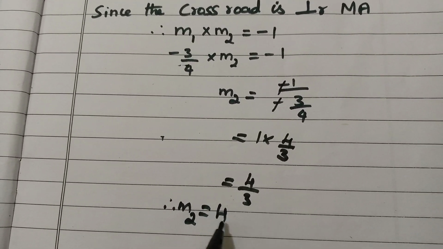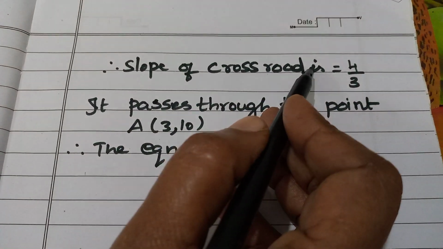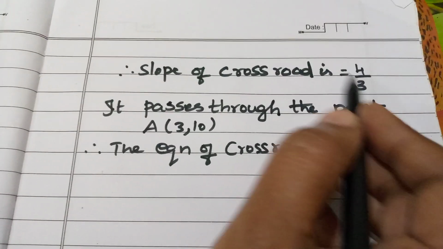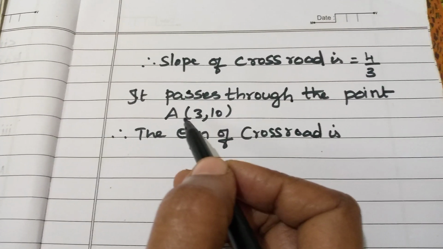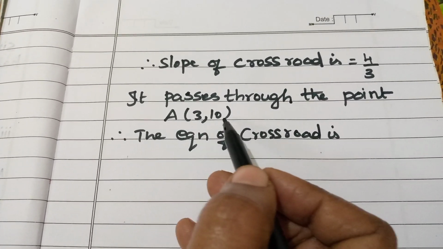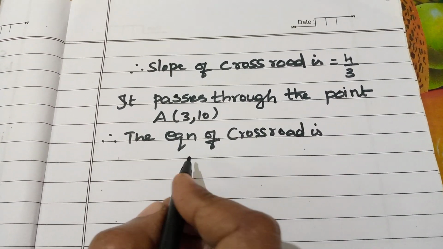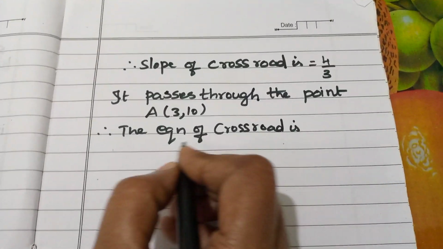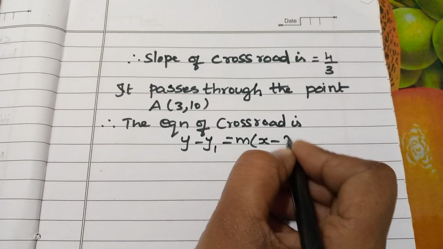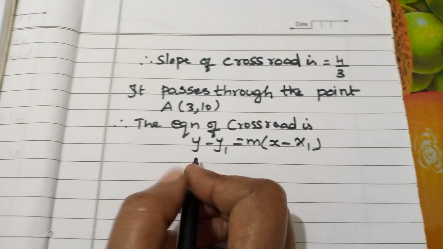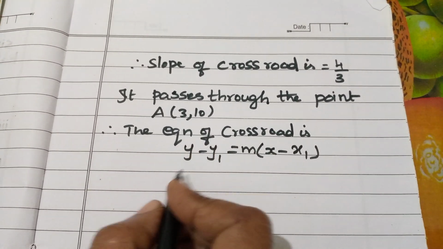M2 is equal to 4 by 3. So M2 is the slope of the crossroad. The slope of the crossroad is 4 by 3, and it passes through the point A. Here on the crossroad there is only one point, A(3, 10). So for the equation of the crossroad we have a point and a slope. What is the point slope formula we have? y minus y1 equal to m into (x minus x1). Here x1 equal to 3, y1 equal to 10. Let us substitute.